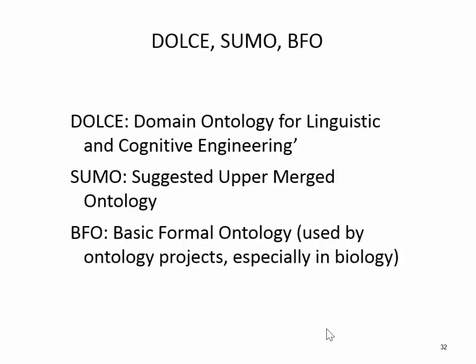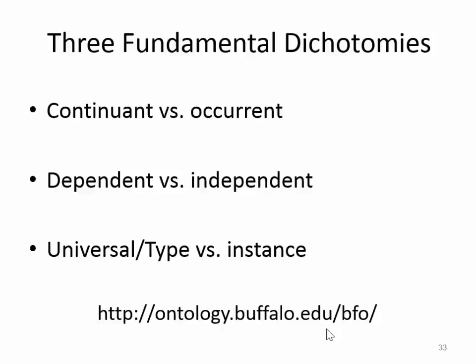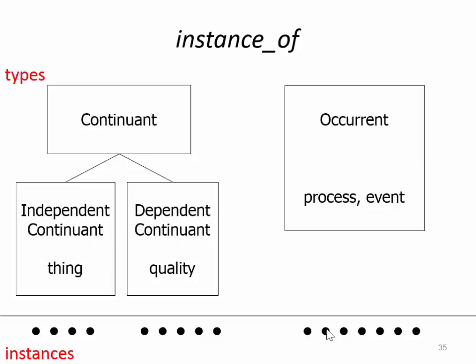Now, I already mentioned these fundamental dichotomies as the three fundamental dichotomies of BFO. So continuum versus occurrent, dependent versus independent, and universal versus instance. Now, the instances are down here. So this is you and this is me. And this is my arm, my finger moving now. So my finger moving is an instance of process.